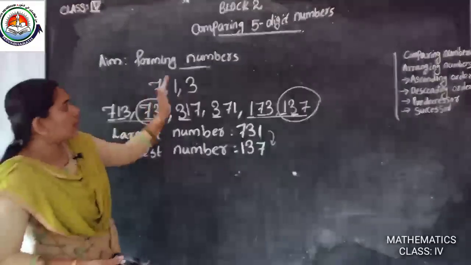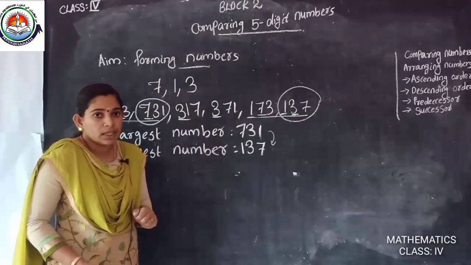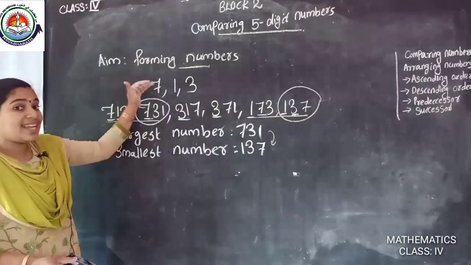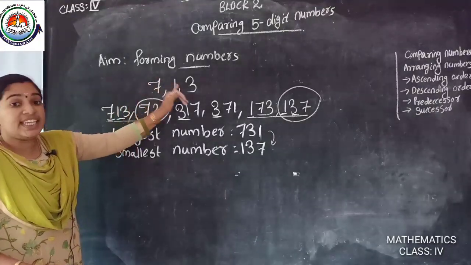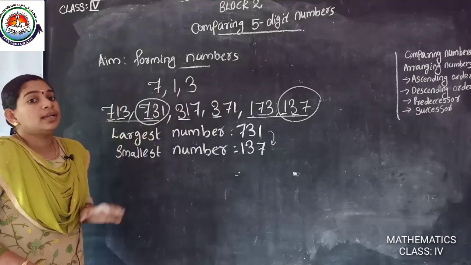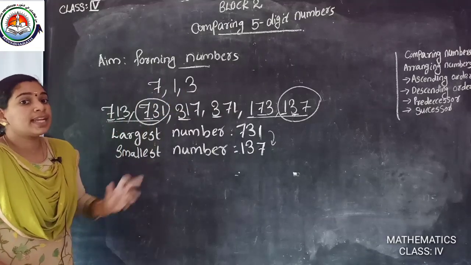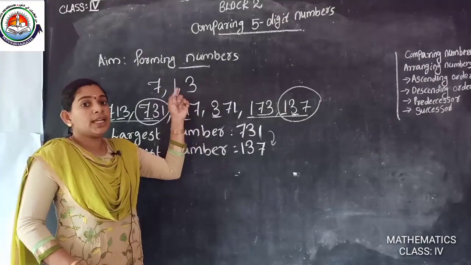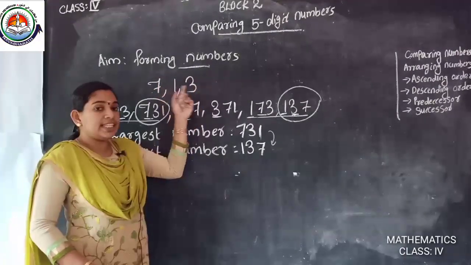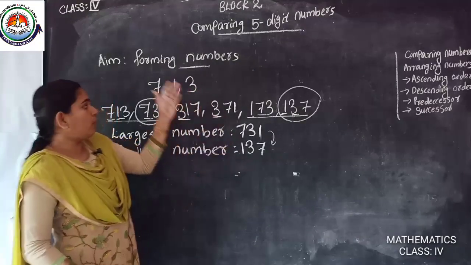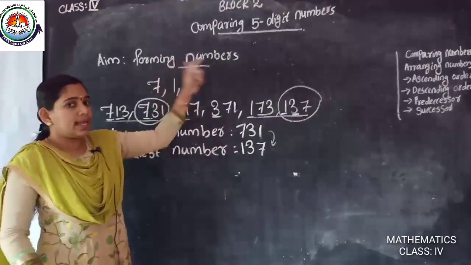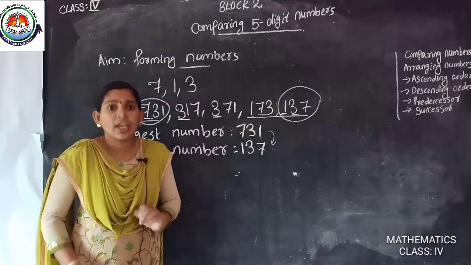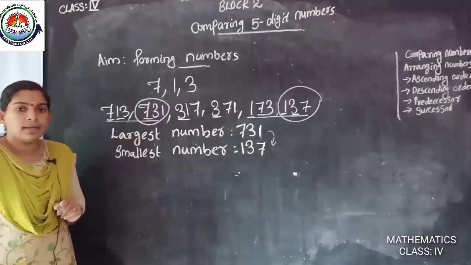Any relation between these two numbers, the smallest and the largest number? How do you get the largest number here? We arrange the digits in descending order for finding the largest number. First the largest digit, the next large, then small: 731. Okay, how do you get the smallest number?